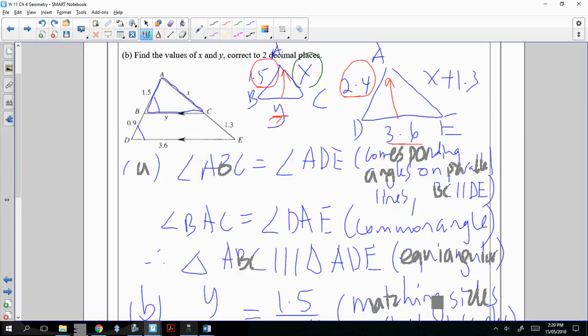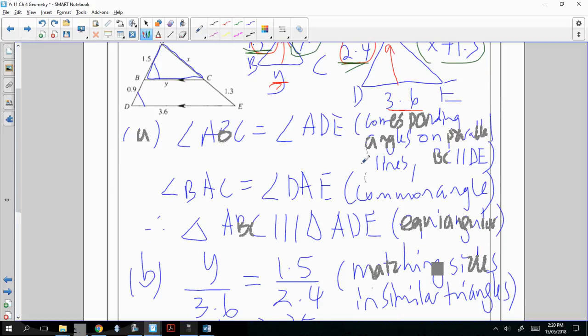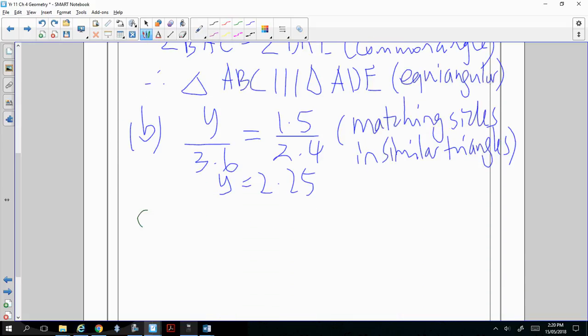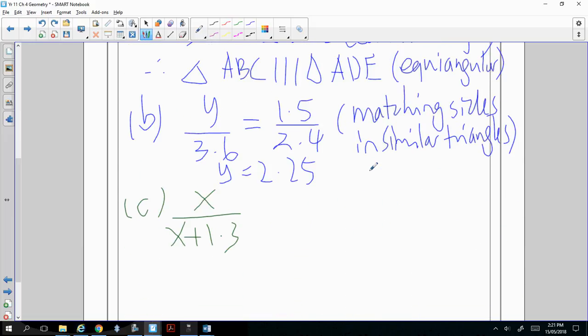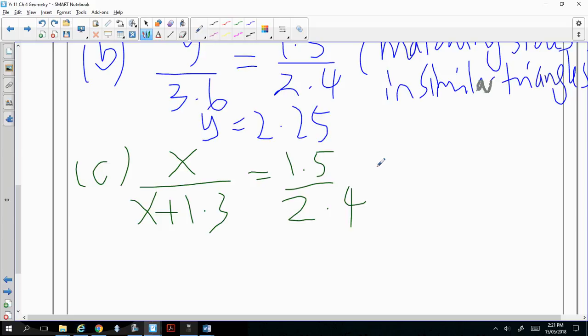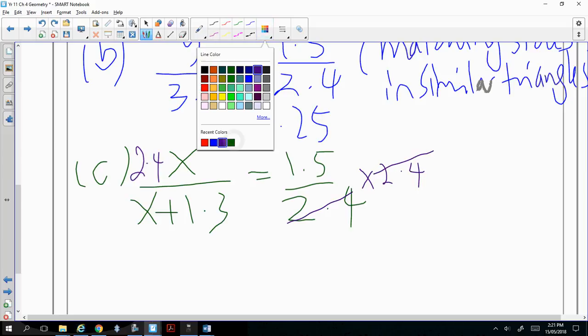So how do you write the equation? x will match with x plus 1.3, so these two sides are matching. And then do 1.5 over 2.4 again. Now this time you have to do more work because there are two x's you have to deal with. So you still have to get rid of the denominator. Multiply both sides by 2.4, that will get rid of this. So you get 2.4x over x plus 1.3. And then you need to get rid of the other denominator by multiplying by x plus 1.3 on both sides.